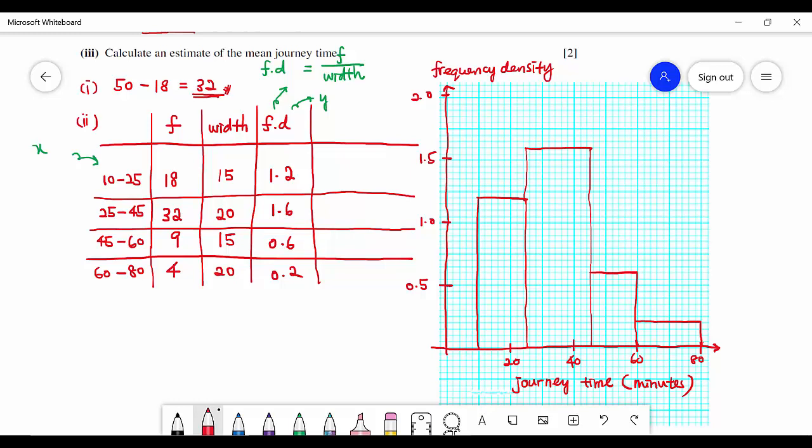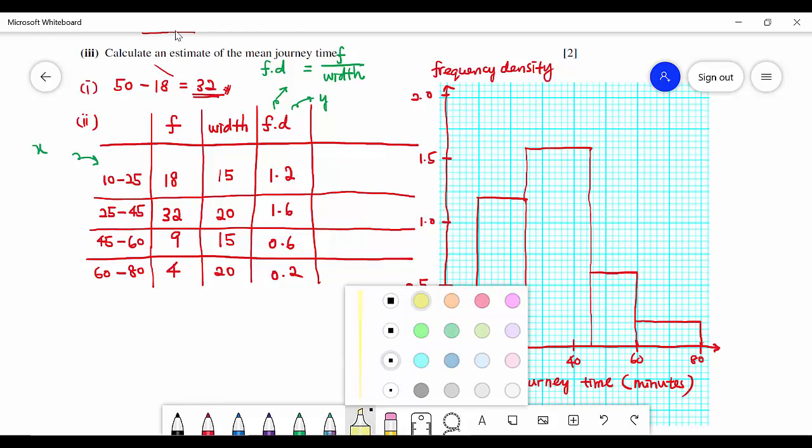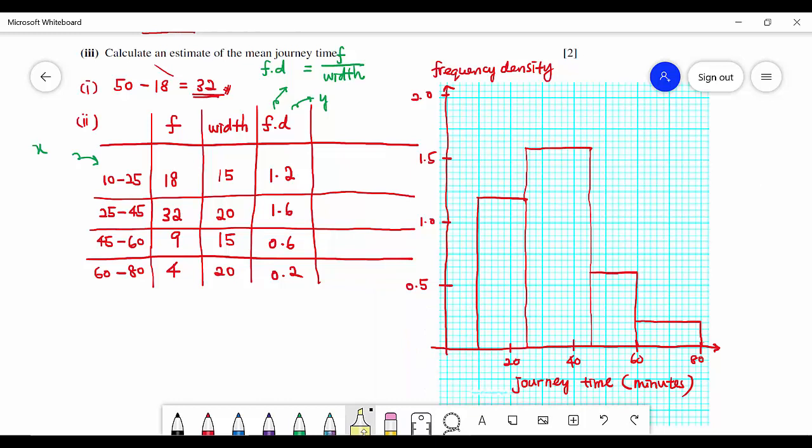In this solution, I think you need to show all the values for the frequency density in the solution. So this is what you have for our histogram here. Then for the next question, part number 3, they want you to calculate the estimate of the mean.